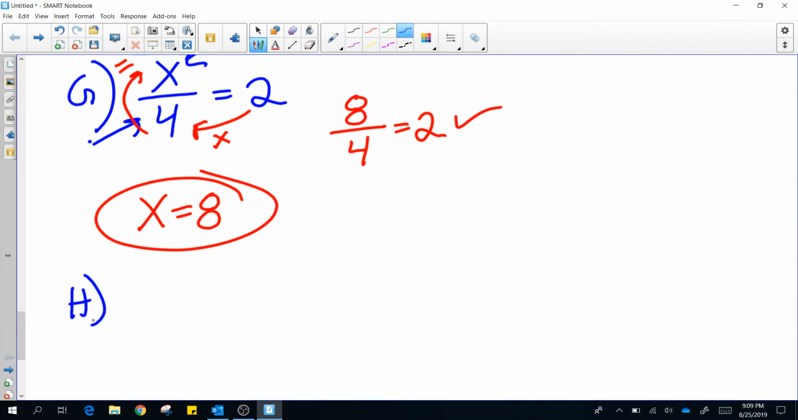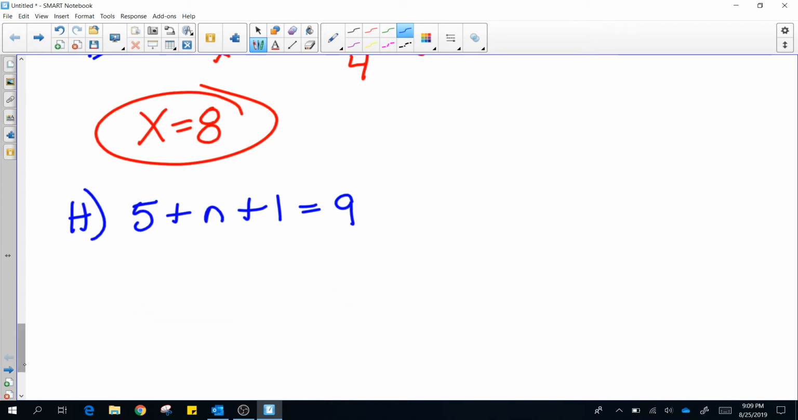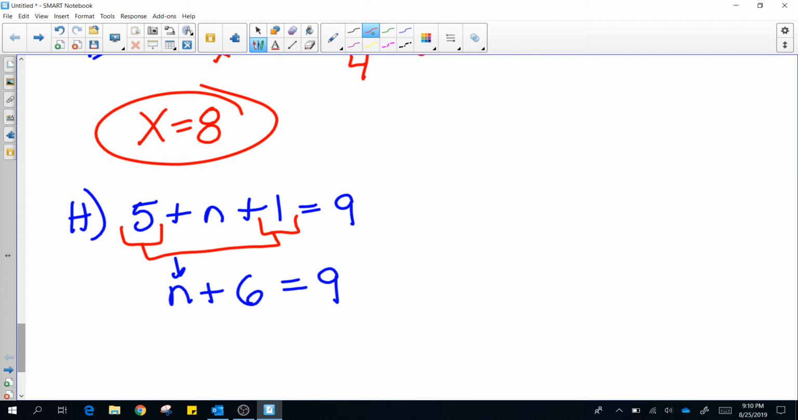Alright, so the last two that I want to do are involving combining like terms. So let's see, if I had something like this. So now I'm asking 5 plus what number plus 1 will get me 9. So if I were to simplify this and combine like terms, I know that 5 and 1 can go together. So I'll have 6, right? And now I'm asking what number plus 6 gives us 9. So it simplifies it a little bit, helps us out.